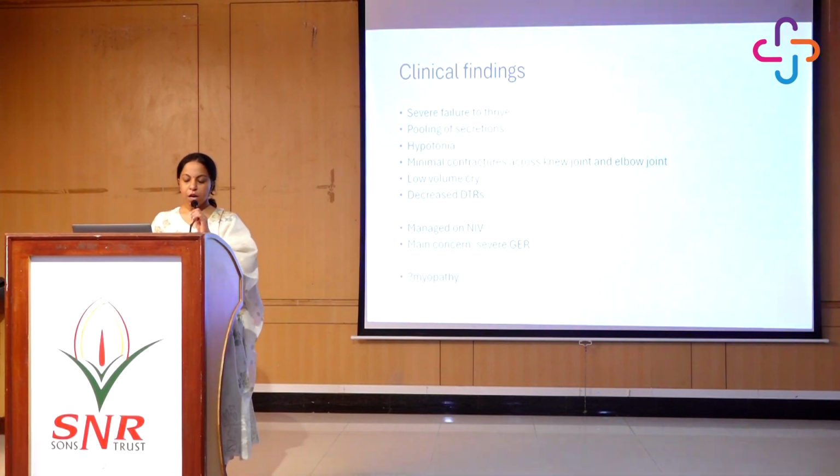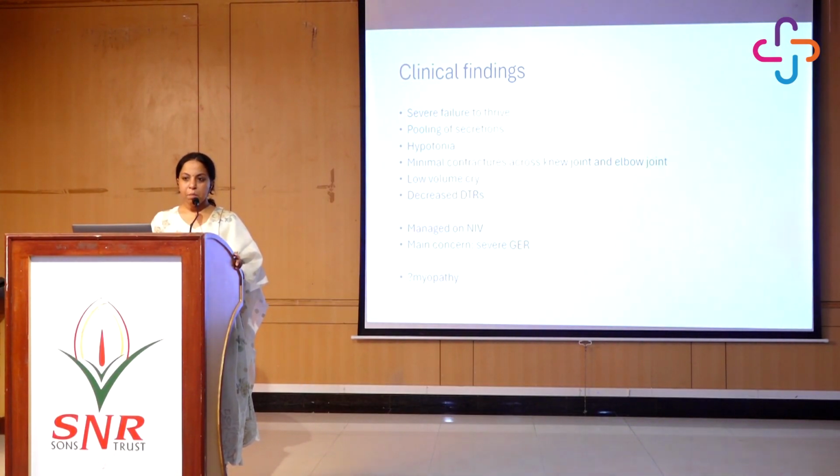So when the baby came to us, she had severe failure to thrive. She was born at 3.6 and now she was just 2.8 kilos. Pooling of secretions, hypotonia, minimal contractions against knee and elbow joints. The baby was not able to cry at all. It was a very low volume cry and depressed deep tendon reflexes.